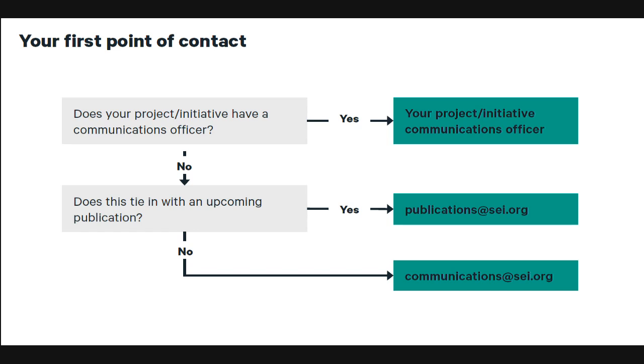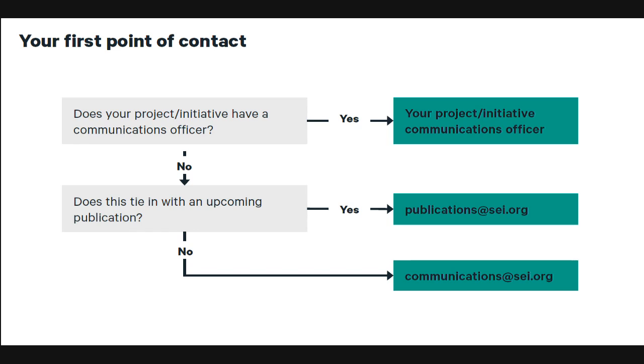If your project or initiative does not have a communications officer, but you're writing something that ties into a publication, so say it's a feature on a piece of work that's coming up, then use your contacts with the publications team so that it can be prepared as a package. So email the publications inbox.